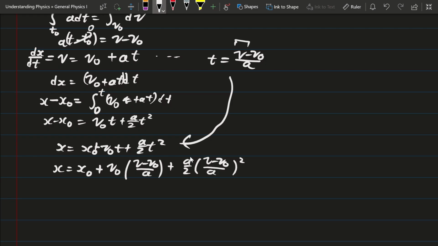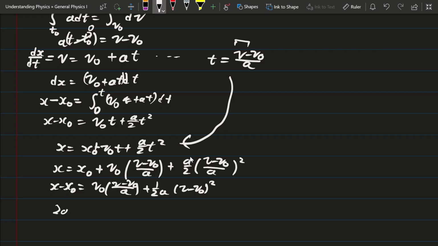And so this seems to be a little bit weird to write, so we should try to figure out a way to write this in a much more proper way. So I will just first put x minus x0 on the left hand side, and then we could write the right hand side as v0 times (v minus v0) over a plus 1 over 2a times (v minus v0) squared. So this seems better, and let's just multiply the right and the left hand by 2a.